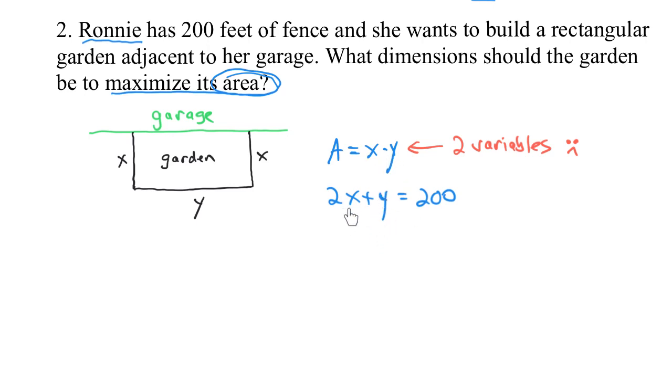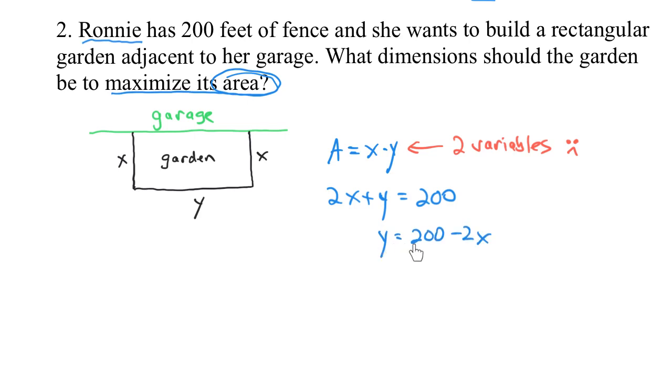And it doesn't matter which one. I could solve this equation for x or for y. Typically what you want to do is find the easiest. Looking at this, wouldn't it be a little easier to solve for y? Because I just have to subtract 2x. If I solve for x, I need to subtract y, then divide by 2. So I'm going to solve this equation for y. So to do that, we get y equals 200 minus 2x.